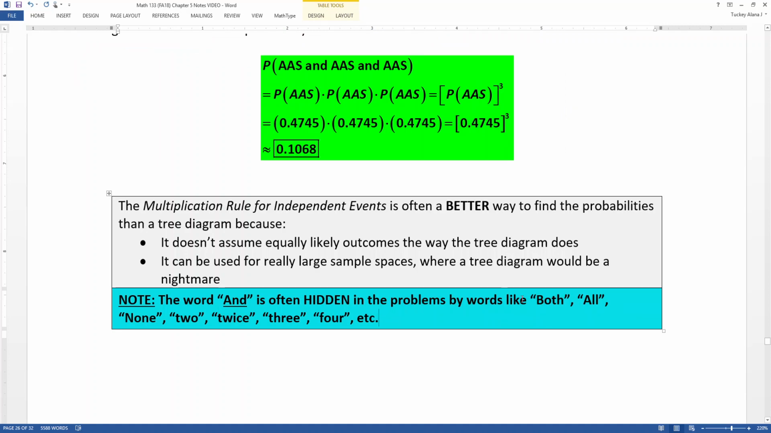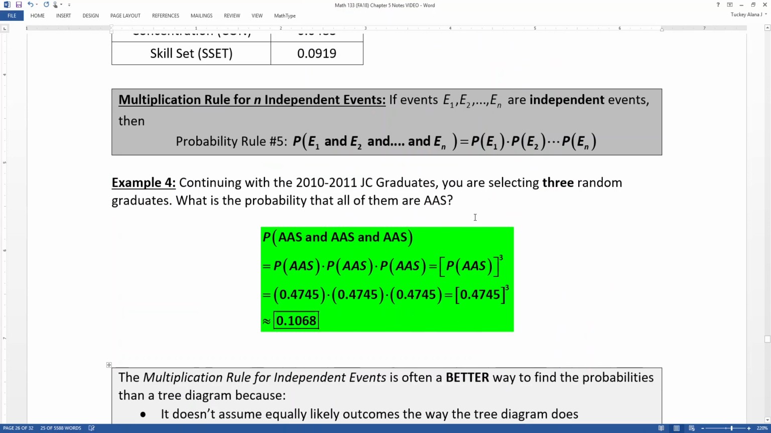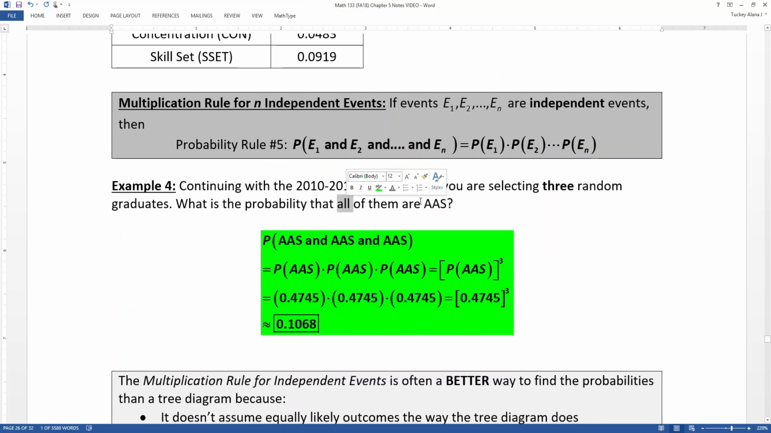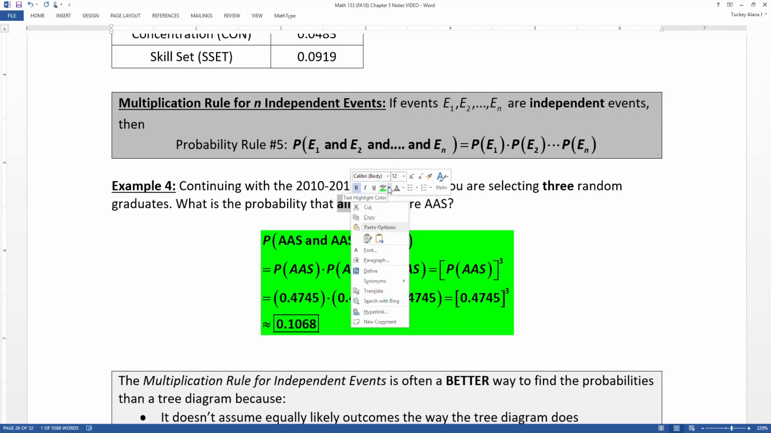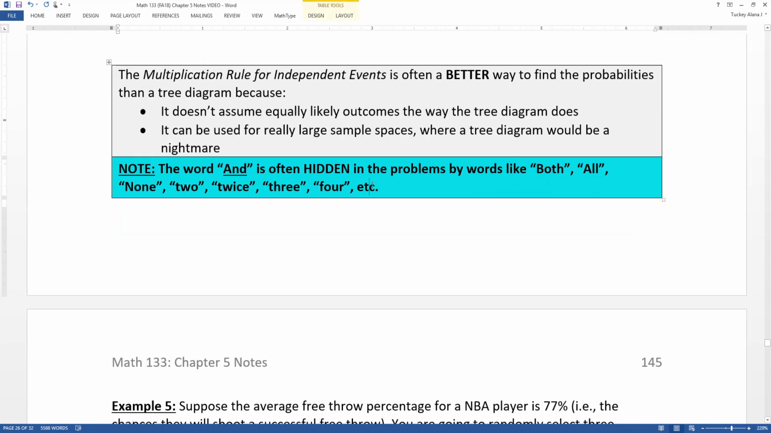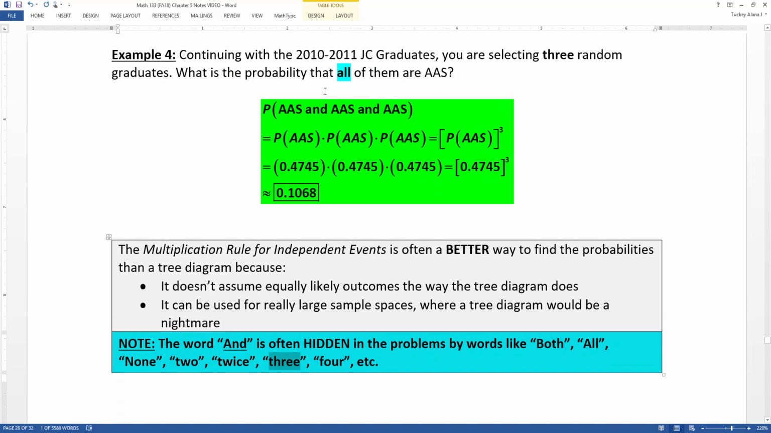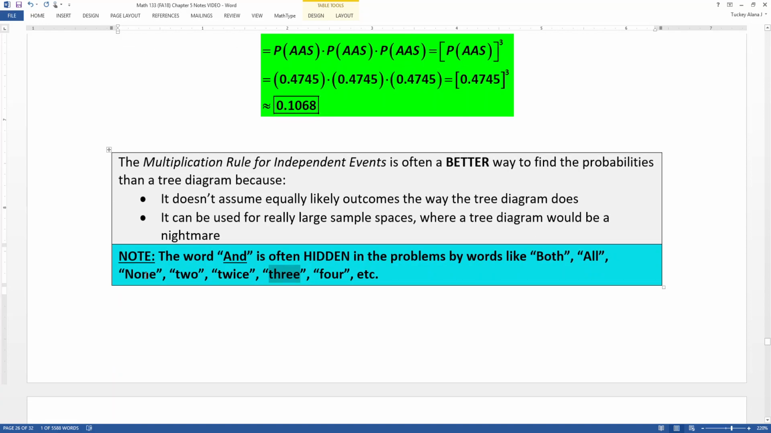So when they say things like both, both of these people have to be successful. Both of these people have to be certificate. Or all of these people, see this word all, all of these people are associate in applied science. That was an implied and right there. Right? I didn't say and, it just was. All three of these people are associate in applied science. None of these people are associate in arts. You see what I'm saying?